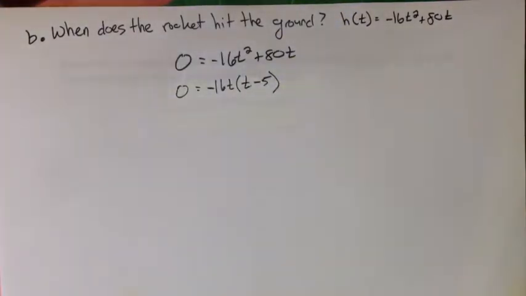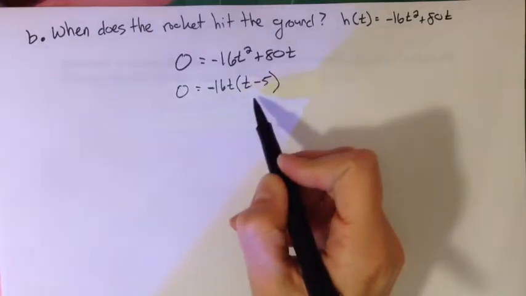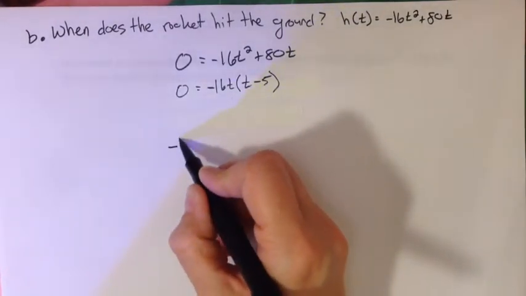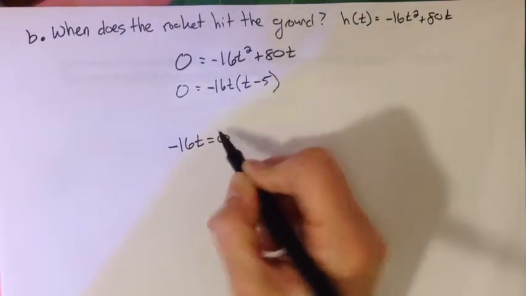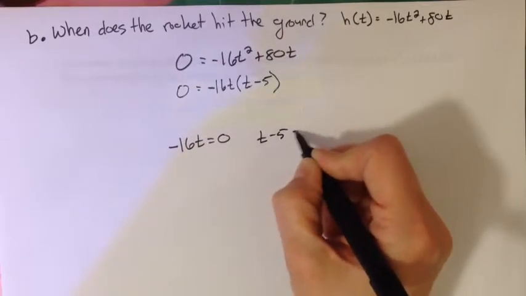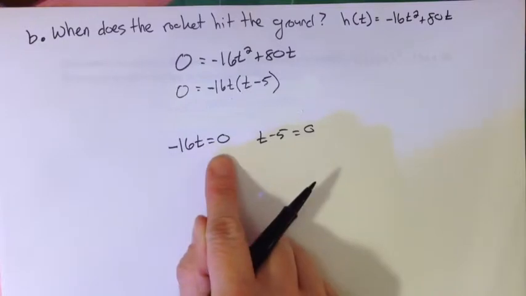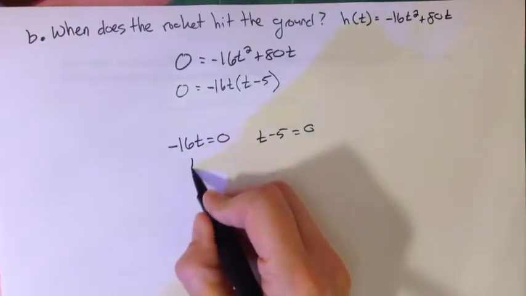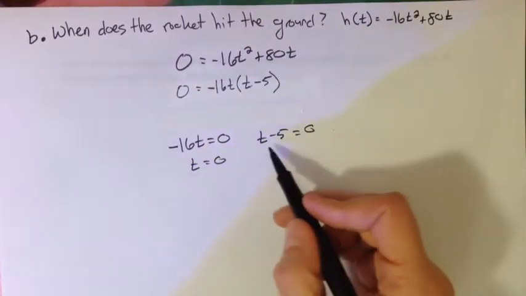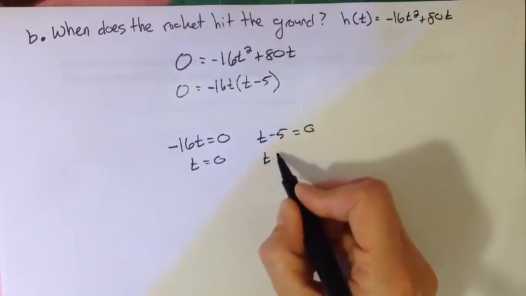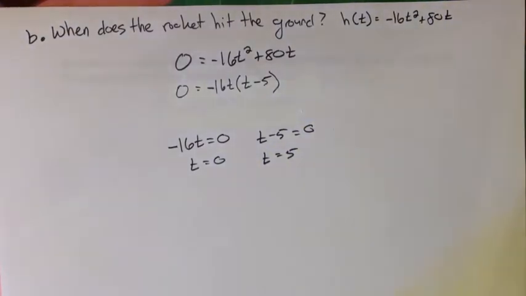Now I have two things being multiplied together and equal to 0, which means that one of my two things has to be equal to 0. Either negative 16t equals 0 or t minus 5 equals 0. For negative 16t to equal 0, the t would have to be 0. For t minus 5 to equal 0, the t has to be equal to 5. Now we've got our two answers, let's check them for reasonableness.